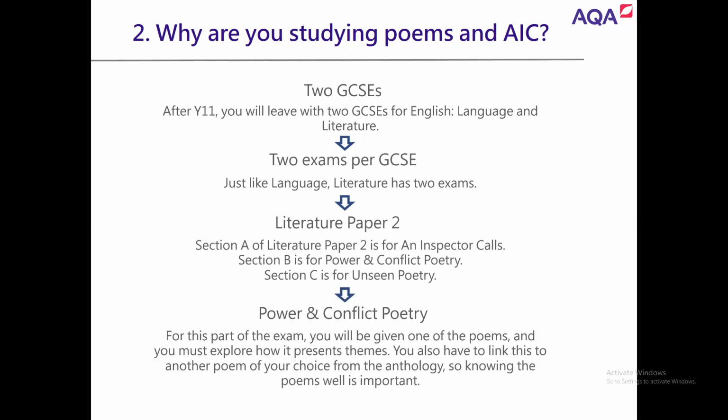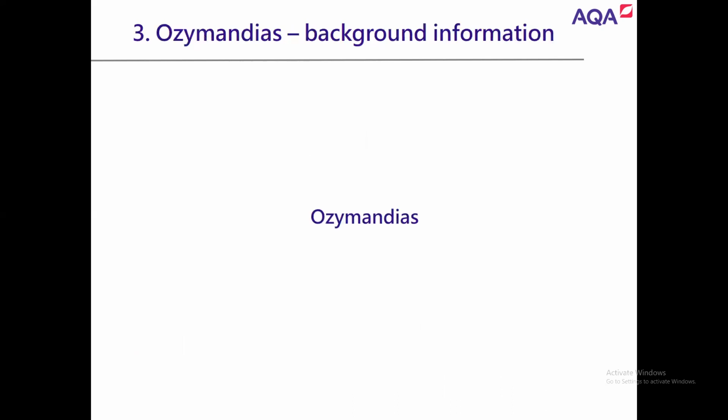Power and conflict poetry then, so the section B bit. For this part of the exam, you will be given one of the poems, and you must explore how it presents themes. You also, in your answer, have to link this to another poem of your choice from the anthology. So basically, knowing the poems well is vitally important. The better that you know them, the easier you'll find this section. Don't worry though, people generally do quite well.